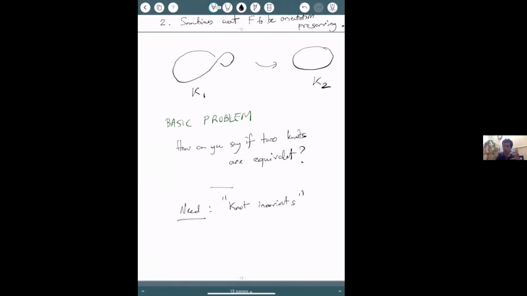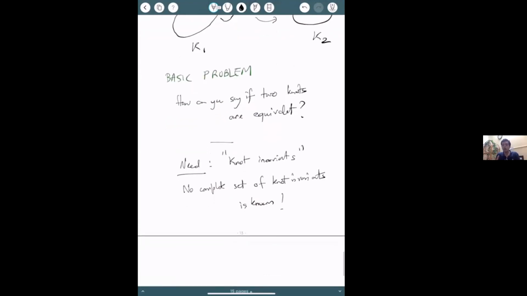This is the whole game, and it's an unsolved problem. There is no known complete set of knot invariants. There's nothing like the classification of surfaces, where there's a theorem: if you know the Euler characteristic and orientability, then you know which surface you have. Here, there is no such theorem.